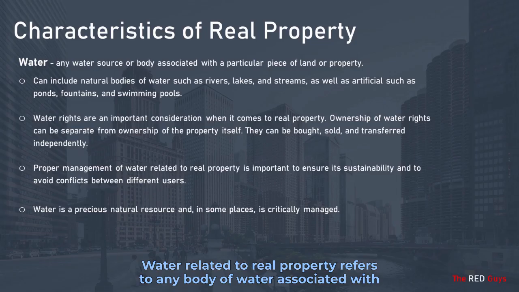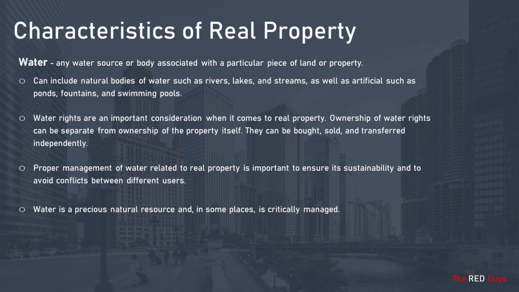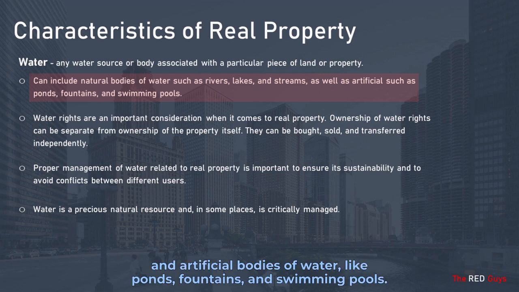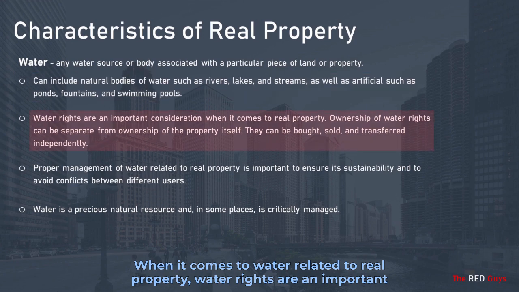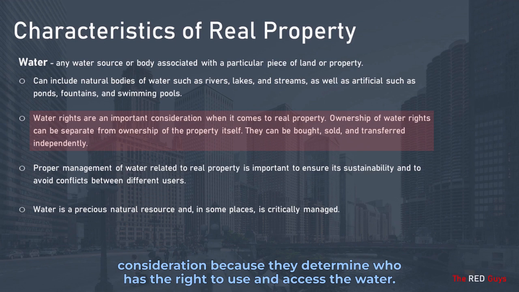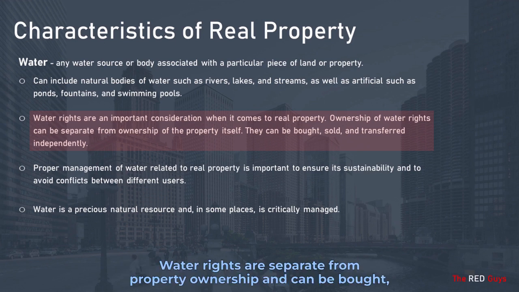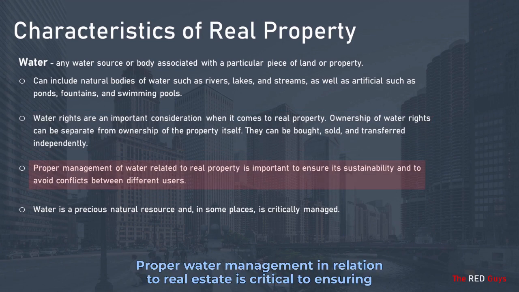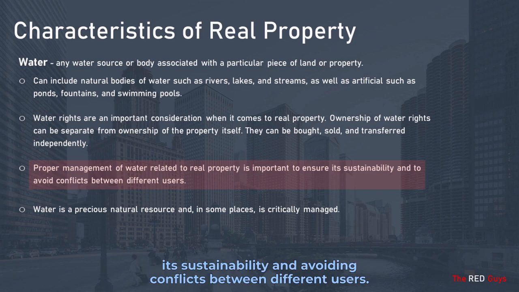Water related to real property refers to any body of water associated with a specific piece of land or property. This can include both natural bodies of water like rivers, lakes, and streams, and artificial bodies of water like ponds, fountains, and swimming pools. When it comes to water related to real property, water rights are an important consideration because they determine who has the right to use and access the water. Water rights are separate from property ownership and can be bought, sold, and transferred independently. Proper water management in relation to real estate is critical to ensuring its sustainability and avoiding conflicts between different users.